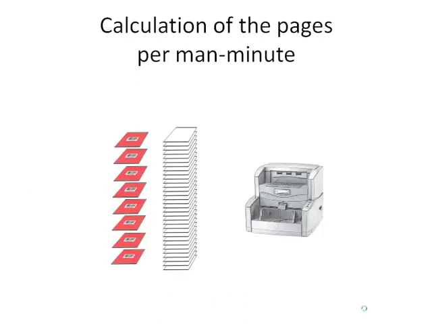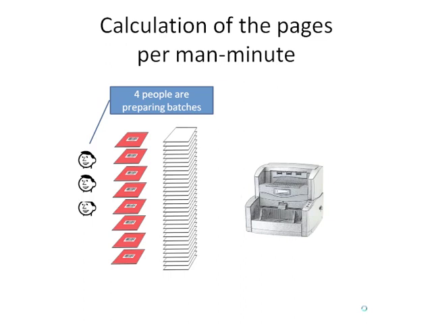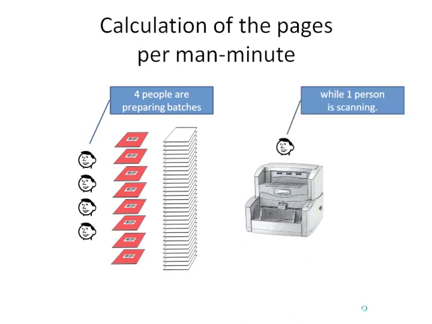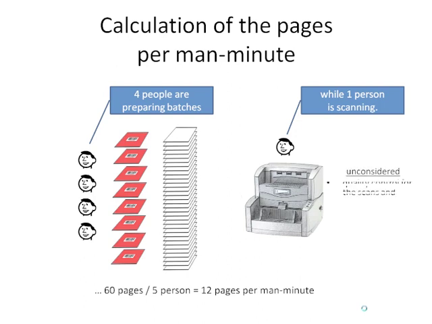Let's go ahead. We need at least 4 people who are preparing the batches, and we need 1 person who is scanning. So that means that we have here a net throughput of 12 pages per man-minute. And all this is not taking into account that we maybe need quality control for the scans, and we have to sort out the barcode pages as well.